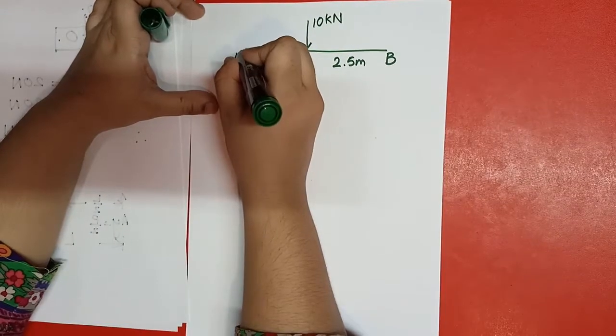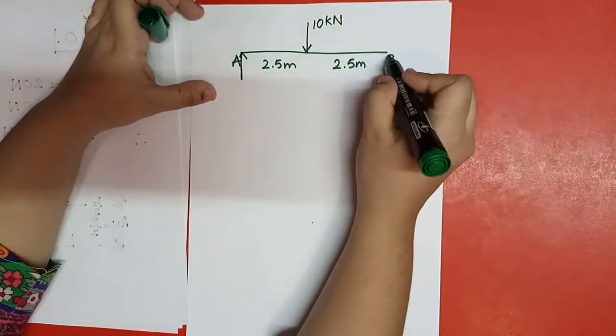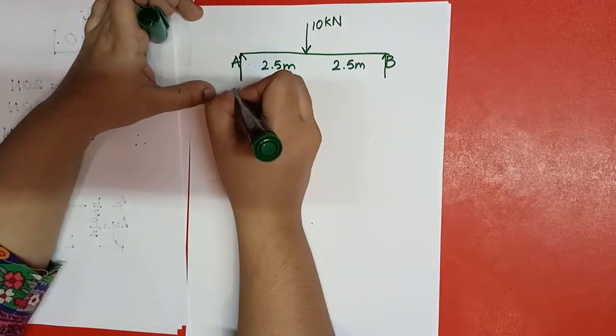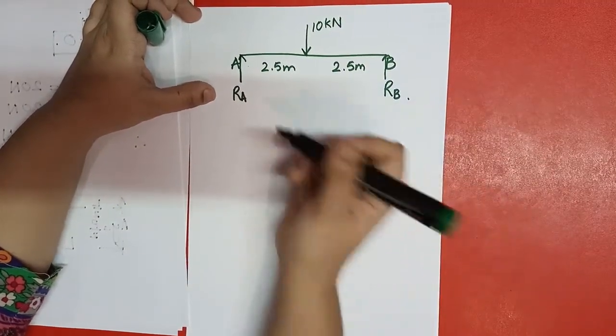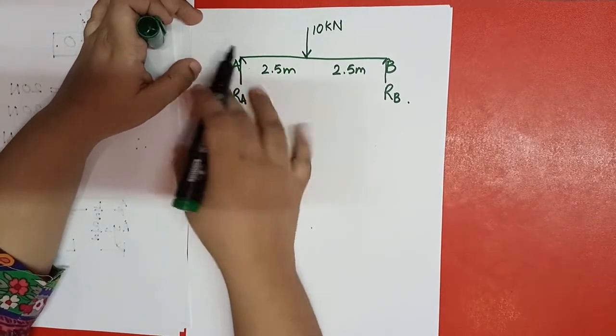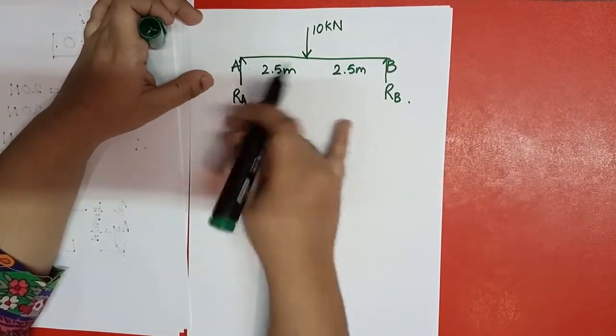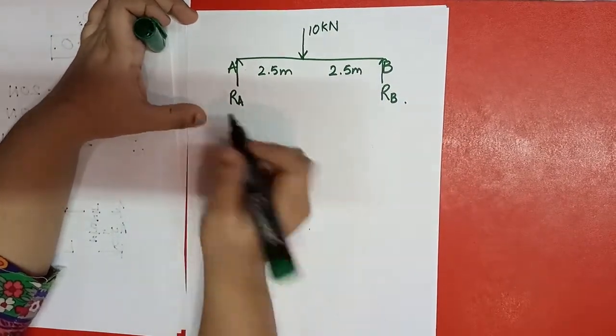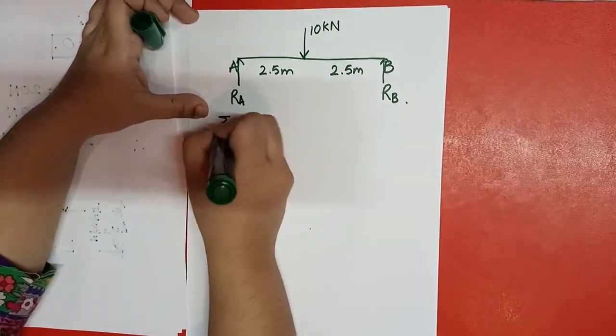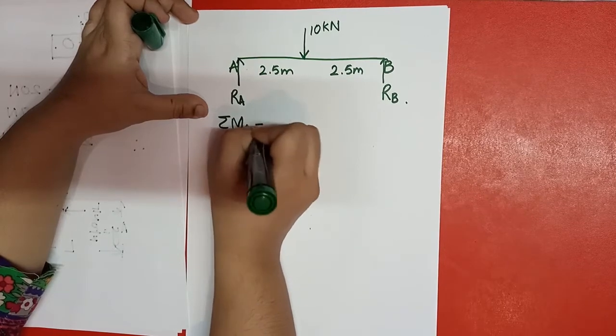For example, you are given only that you have to find out the support reactions. For example, Ra is given to you, and this is Rb. Now what I have to do, because no supports are given here, it is just given that you have to calculate these two forces. So, for example, I have to sum up moment at A.